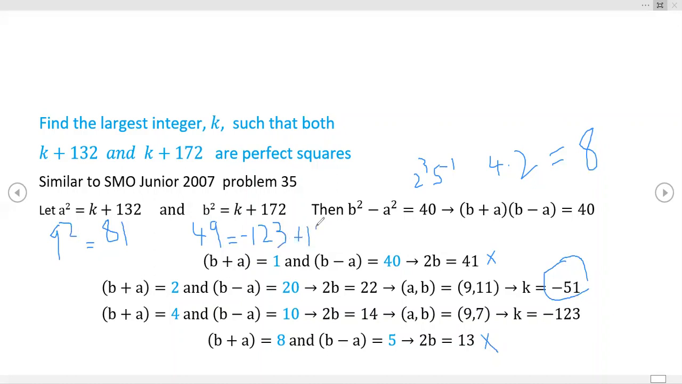So we have shown that this is the answer. k equals minus 51, that's the largest integer. Minus 51 is larger than minus 123, such that this condition prevails.